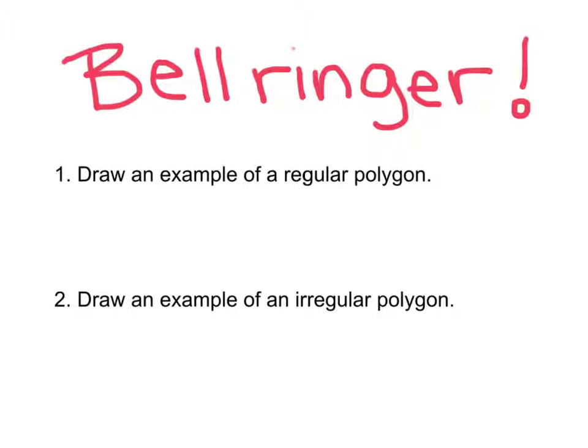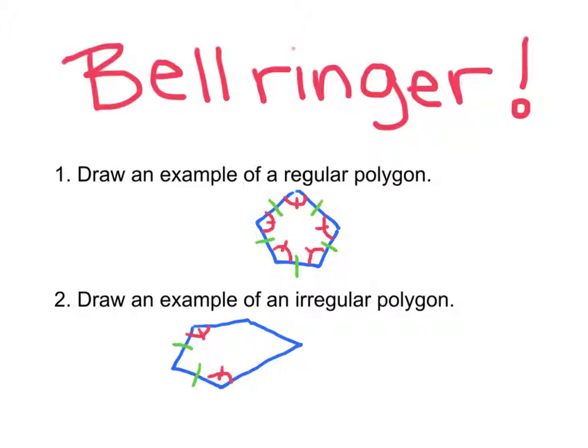Ready, pause. Alright, so here are 2 examples of what you might have drawn on your bell ringer sheet. I drew a regular polygon of a pentagon, 5 sides, and I know that it's a regular polygon because all of my sides are the same, which I labeled with my green lines, and all of my angles are the same, which I showed using my red tally lines.